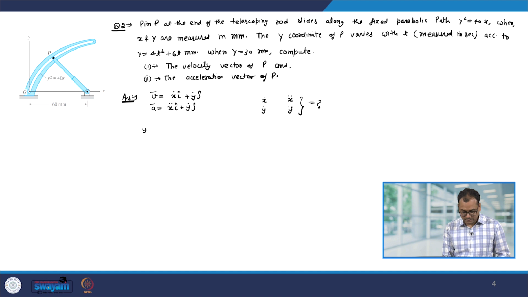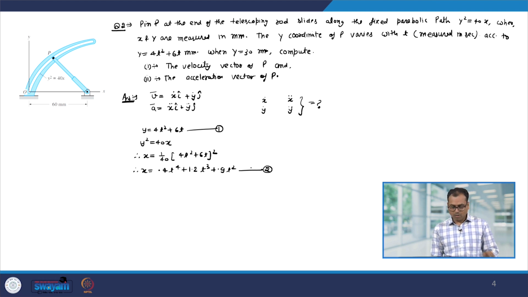It is given that y varies as 4t square plus 6t, and the relation between y square and x is y square equal to 40x. Therefore, I can find out how x depends upon t. So, x will be 1 over 40 times y square. So, y square will be 4t square plus 6t whole square. Let me call this equation number 1. Therefore, x becomes 0.4 t to the power 4 plus 1.2 t to the power 3 plus 0.9 t square. So, now we know what is x and what is y in terms of t.